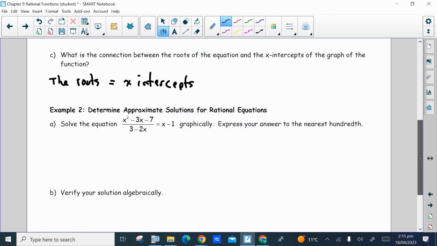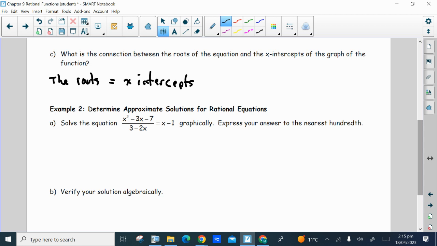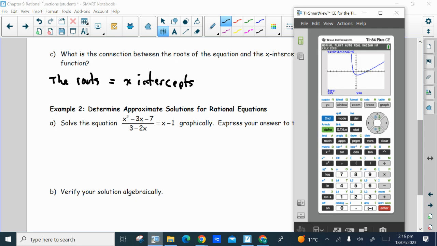Now example 2 asks us to solve this one graphically and express your answers to the nearest hundredth, which means that the answers are going to probably be irrational. So they have to be rounded. The other thing that's different about this one is you've got two different equations. You're going to have to put two different expressions in here and then find the points of intersection.